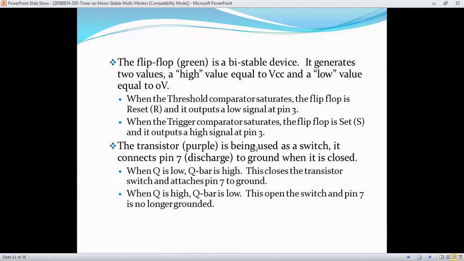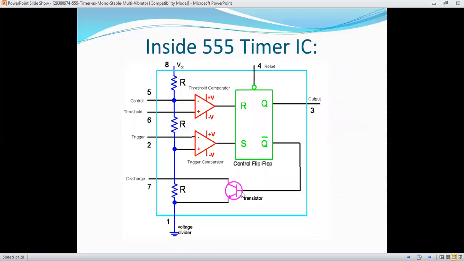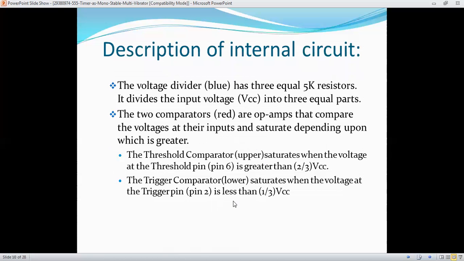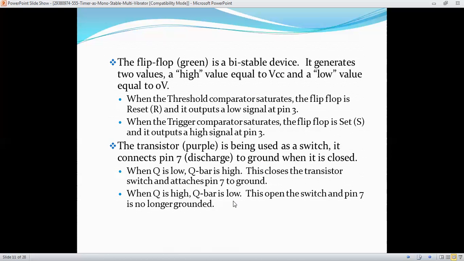The transistor, shown in purple, is being used as a switch. It connects pin number 7, discharge, to ground when it is closed. When Q is low, Q bar is high.